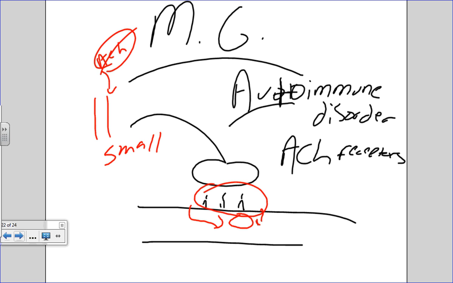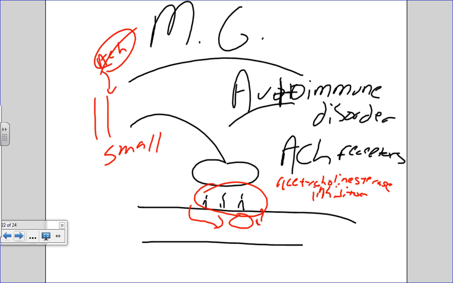Okay, and then they'll test you for this. They'll test for the autoantibodies, but then when they treat you for this, one of the medications they'll give you is an acetylcholinesterase inhibitor. Now think about this. Why would you want to do that?